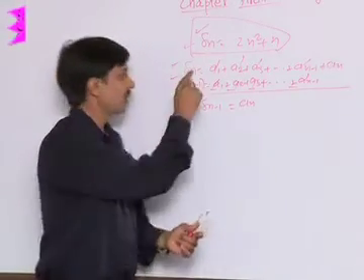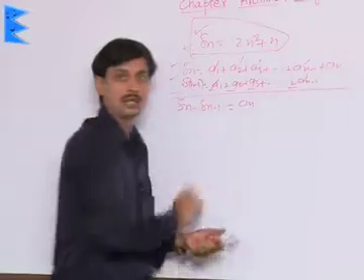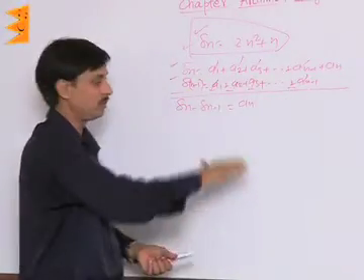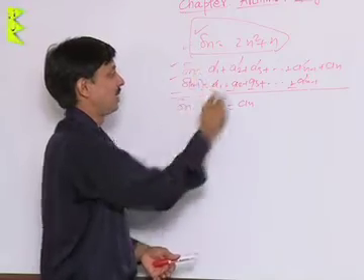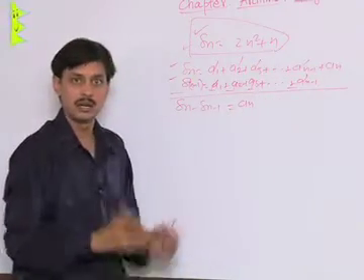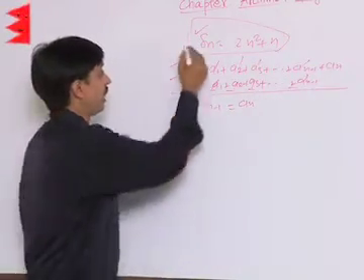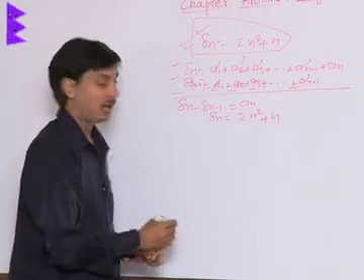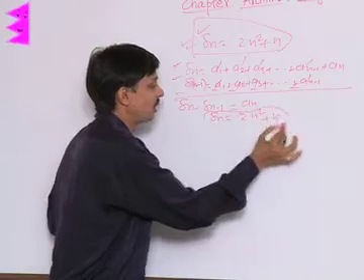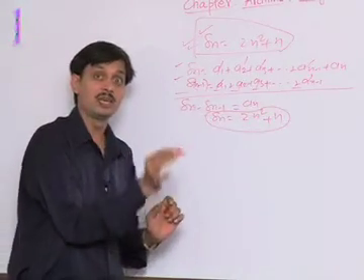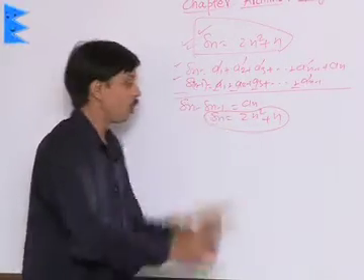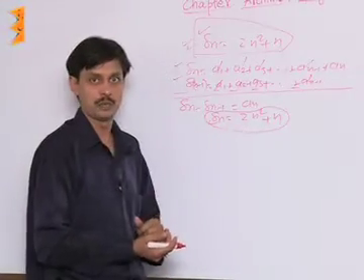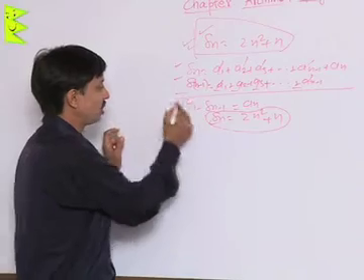What is Sn? The first to nth term. What is Sn minus 1? The first to (n minus 1)th term. When we subtract, it gives us an. How will we apply it? Sn we have is 2n square plus n, and I want to ask you what is its nth term. What is the nth term of that arithmetic progression whose Sn is given by this relation? So we will use this concept.